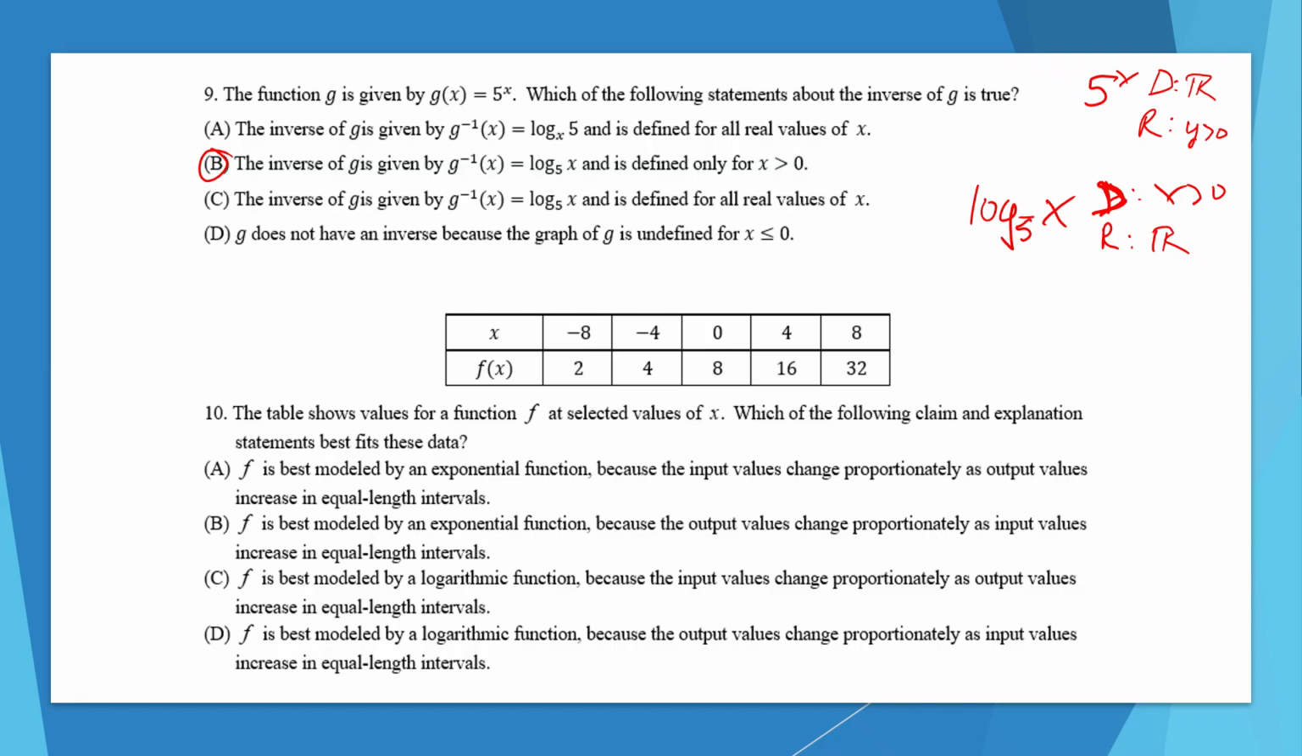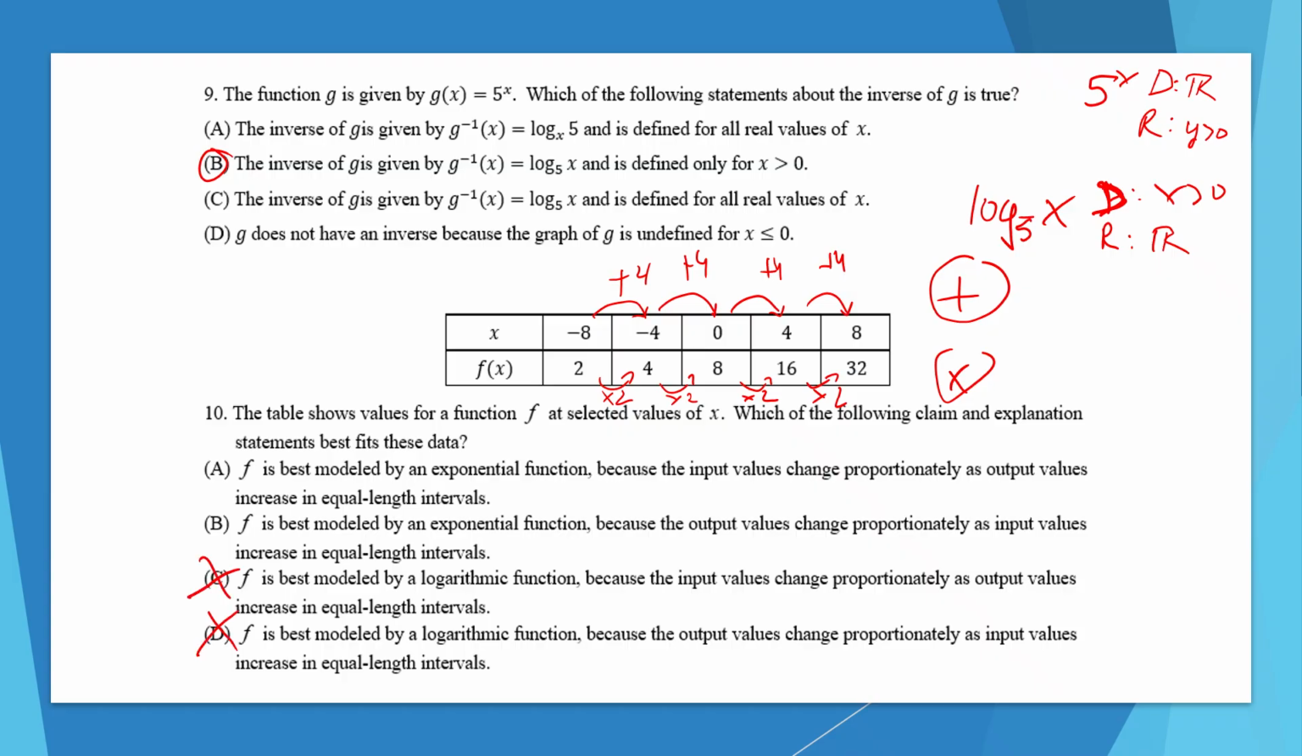Number 10, the table shows values of a function at selected values of x. Which of the following claim and explanation statements best fit this data? And so here we see that our inputs are equally spaced, right? +4, +4, +4, +4, and then our outputs change proportionately. So times 2, times 2, times 2, times 2. And so when you see an addition rule up top and a multiplication rule with your y values, this is going to be an exponential function, so you can eliminate C and D.